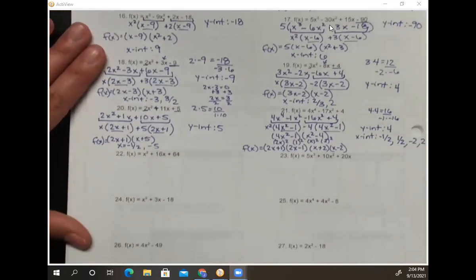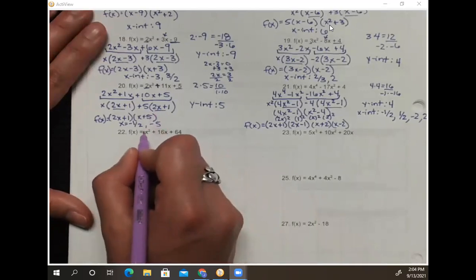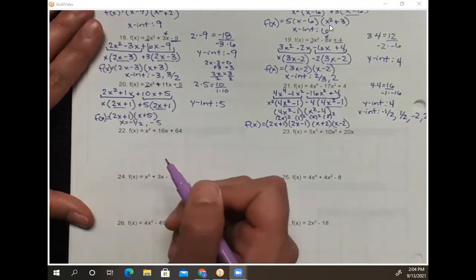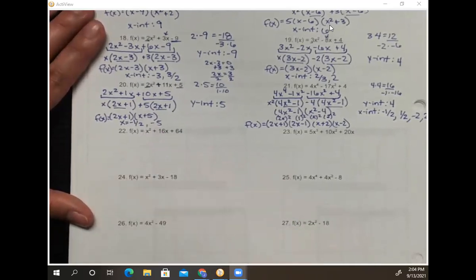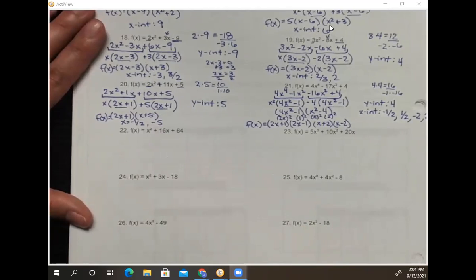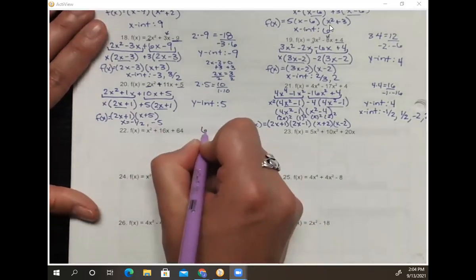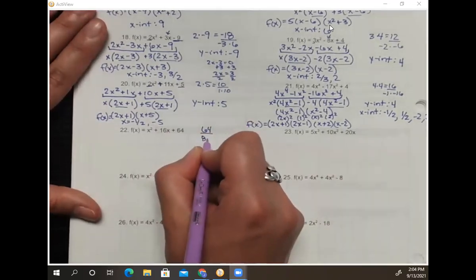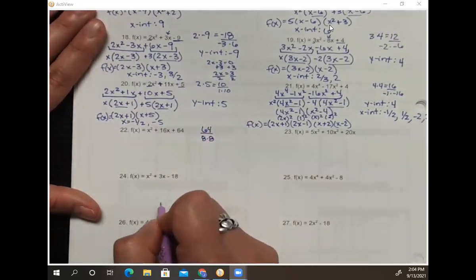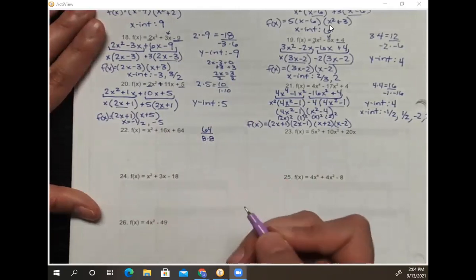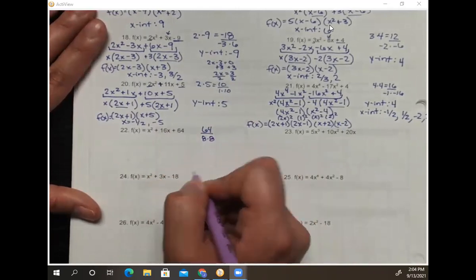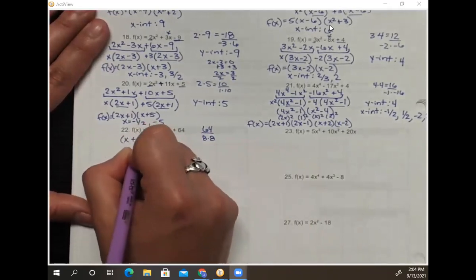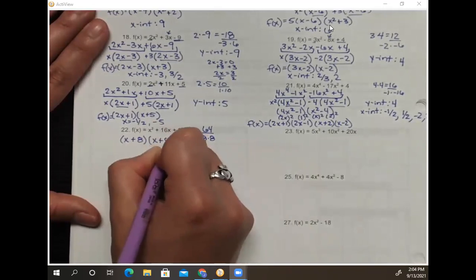For number 22, this time our lead coefficient is just 1. We have no GCF for this problem, and since our lead coefficient is just 1, I'm going to stick with guess and check for this one. You can use AC method if you want, but guess and check is going to be a little faster. So I'm going to look for factors of 64 that add to 16. I want 8 and 8. Again, if you need to, make a list, 1 times something, 2 times something, 3 times something, until you find the factors that you need. We want 8 and 8 here. So this would be x plus 8 times x plus 8.